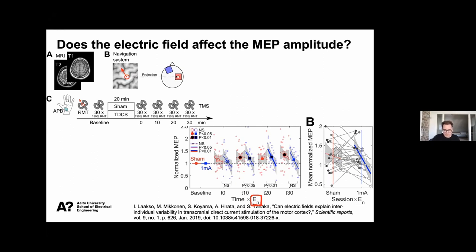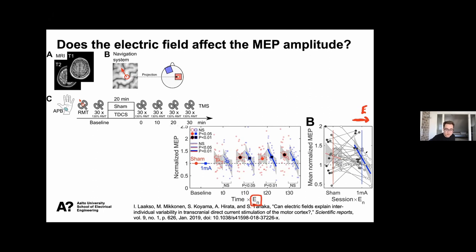So in this visualization, the B part, the right picture, is the mean normalized MEP after stimulation, as there was no difference between the time points after stimulation. And this axis here describes the increasing electric field value. So people with low electric fields had slightly increased or similar MEP amplitude compared to the sham condition, and then people with the high electric fields tended to have decreased MEP compared to the sham stimulation.